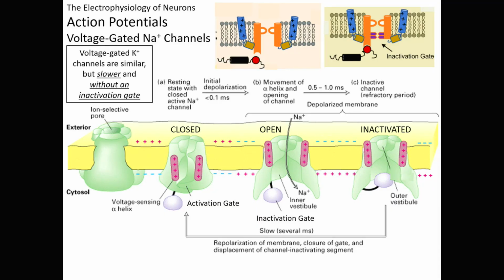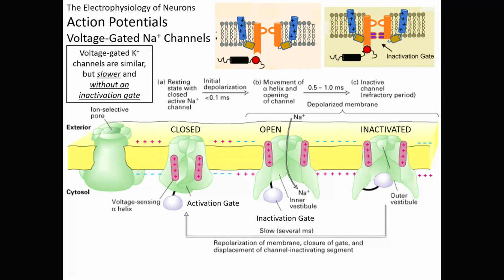Voltage-gated potassium channels, as my slide says here, we already know that they are slower, right? They're slower to open, they're slower to close. We've already emphasized that. They're similar in terms of their structure here. The biggest difference is they don't have an inactivation gate.